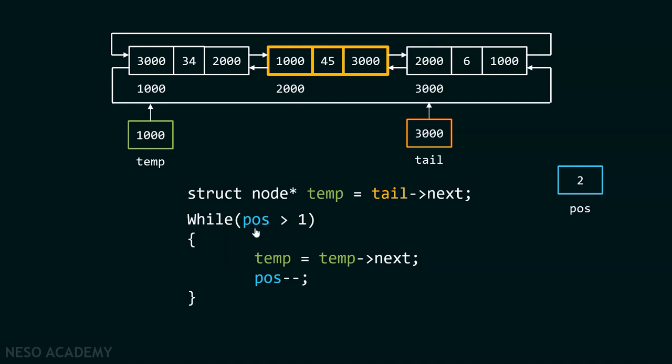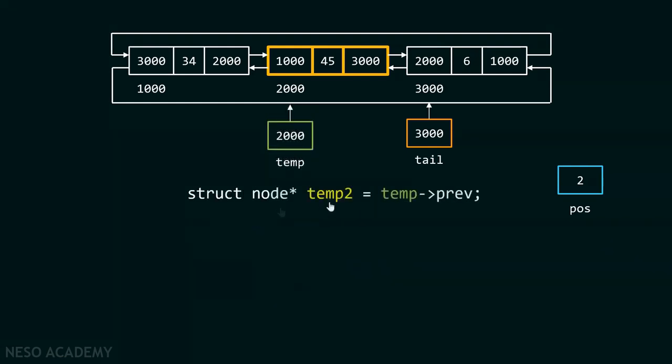And here the condition has to be pos greater than 1. Currently pos is containing 2. So here it can be replaced by 2. 2 is greater than 1, right? Condition is satisfied. We get inside. We will move our temp pointer towards right after this. After this, pos will get decremented by 1. That means 2 will get replaced by 1. We know that 1 is not greater than 1. Condition is not satisfied. So we'll get outside of this while loop. So that's all what we need, right? Our temp pointer is pointing to the node we want to delete.